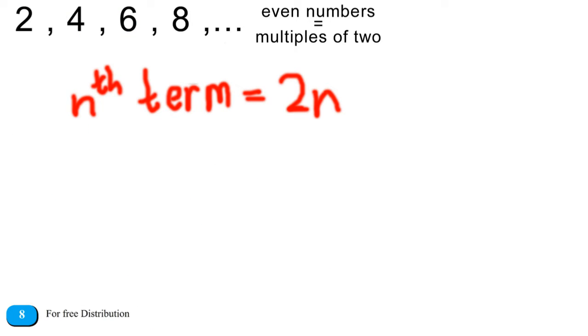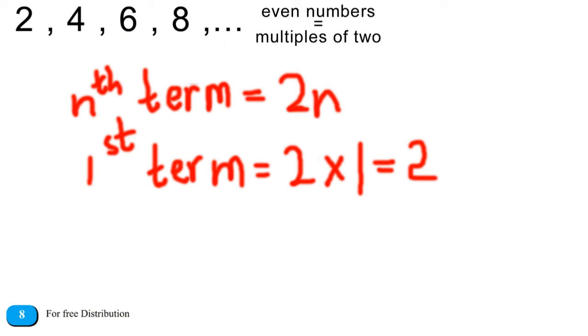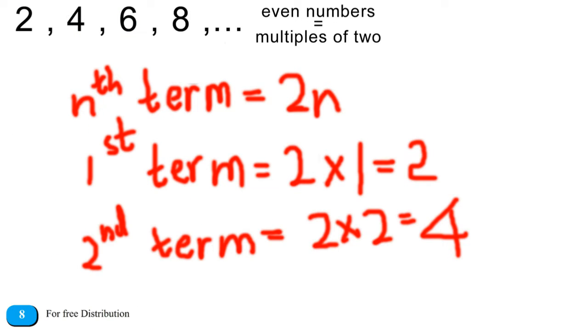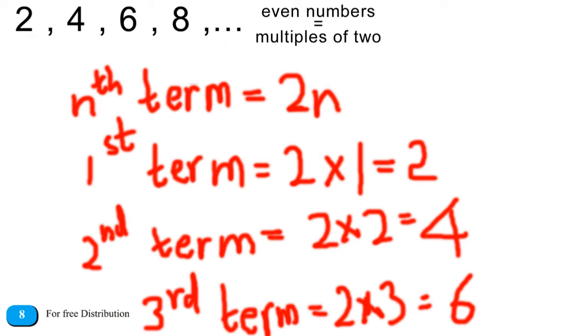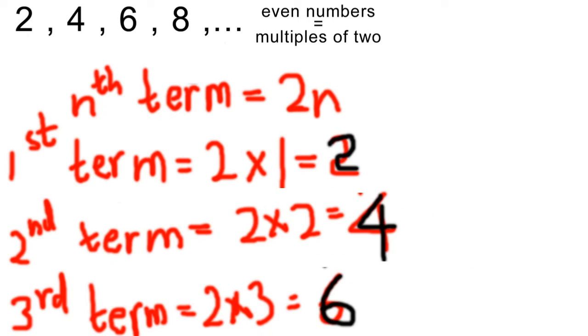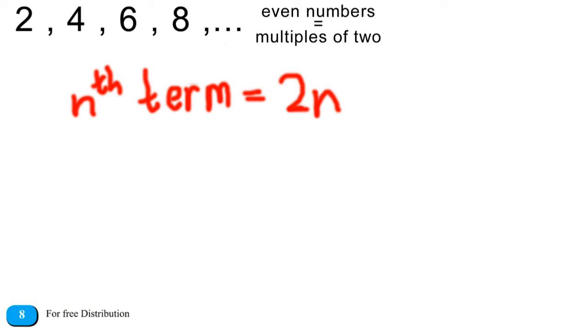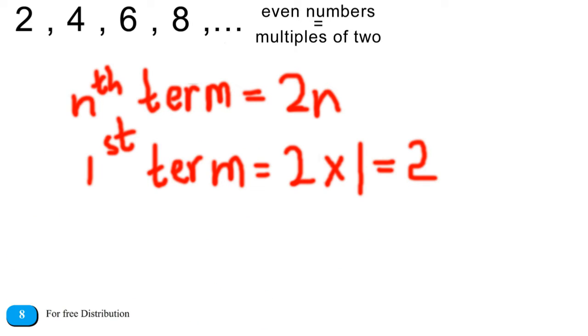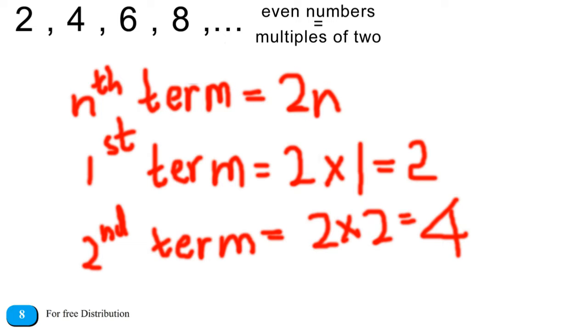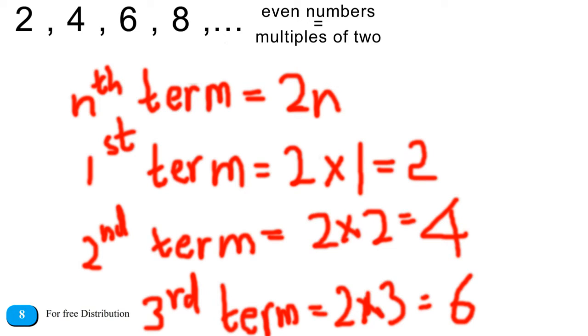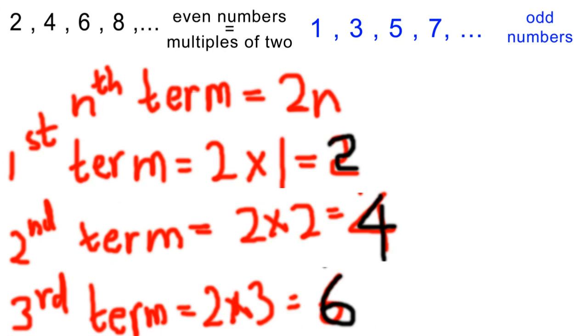Do you remember the general term of this multiples of 2 number pattern? Nth term equals 2n. What's the value of the first term? What's the value of the second term? How do we get the value of the first term of the number pattern of odd numbers?